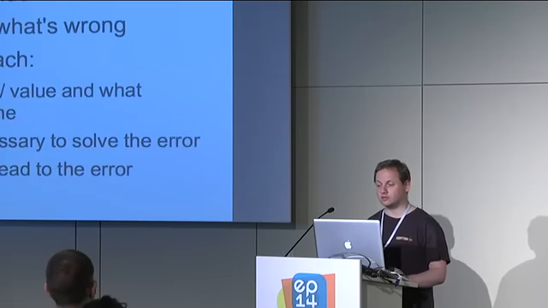So the solution-oriented approach to error messages is that they describe the actual state and value and the one that would have been expected. They describe the actions necessary to solve the error, and they describe the actions that led to an error, to provide context where the error comes from. So how does this look in terms of code?